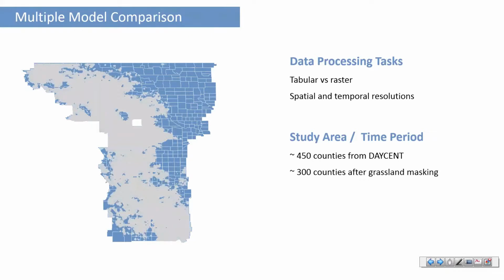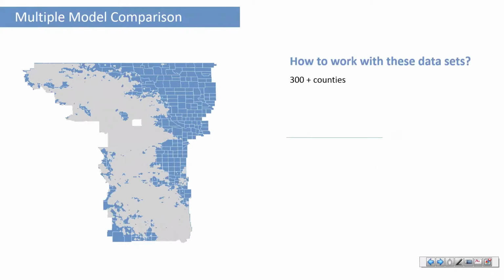DayCent was run just to simulate or estimate evapotranspiration in grassland sites. So we applied a grassland mask, seen here in the gray areas, which brought us down to about 300 plus counties that actually had values within the grassland mask. We had 16 years worth of data. This was driven by CBOP being based on MODIS. We had 2000 to 2015 for CBOP results, and so we set the DayCent results to a similar time frame.